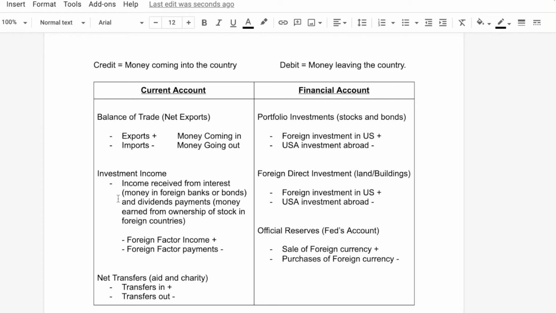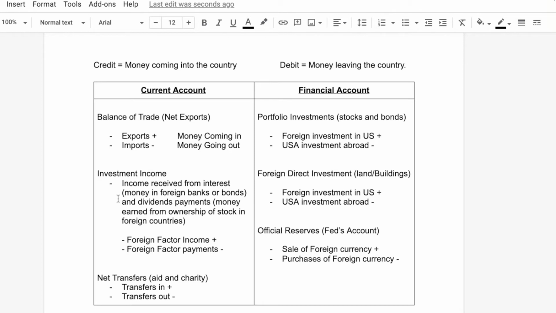Now, something to keep in mind: when you purchase the stock or bond, it is in the financial account. When you are receiving income from stocks or bonds that you already own, it goes in the current account. So make sure that you keep that in mind.